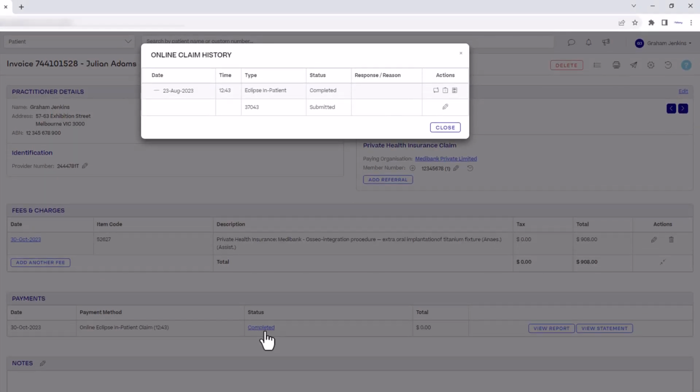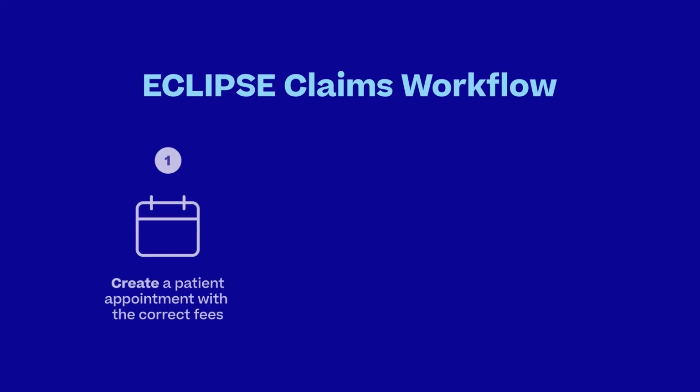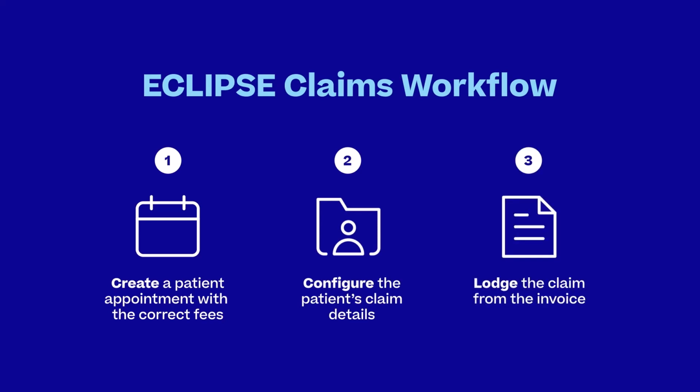That's it. You're all set up and ready to go from here on out. Remember, for future private health claims, all you have to do is create a patient appointment with the correct fees, configure the patient's claim details, then lodge the claim from the invoice. It's that easy. Well, healthcare can be complex. You can simplify it with Halaxy.